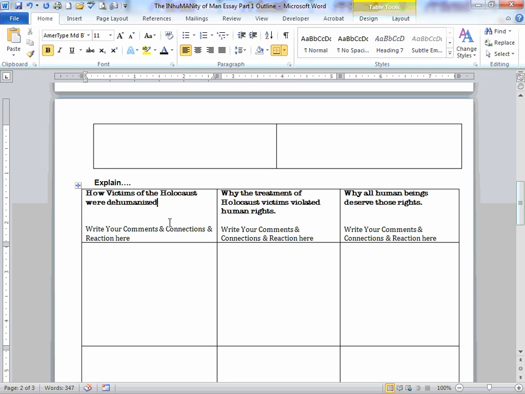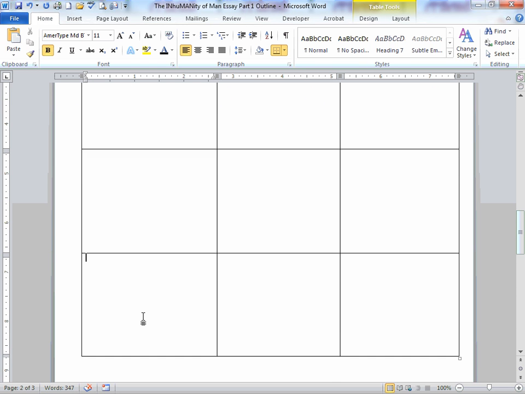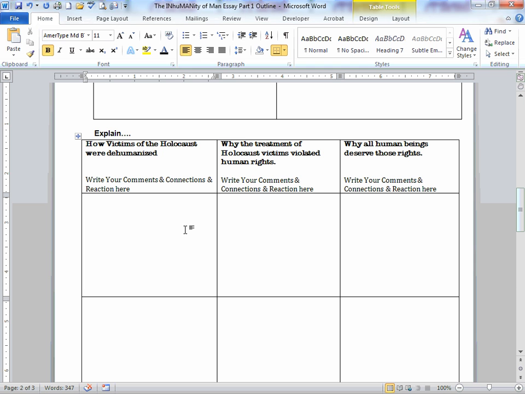You then explain how victims of the Holocaust were dehumanized. I would use these 4 boxes as if they are bullet points. So the first way victims of the Holocaust were dehumanized, you want to basically provide, once again, evidence from the text. Provide evidence from the text for each of these.